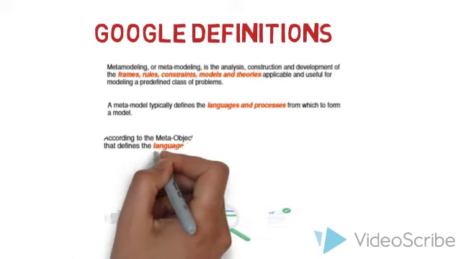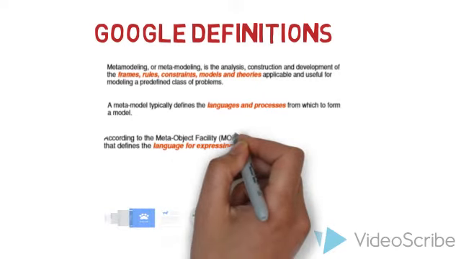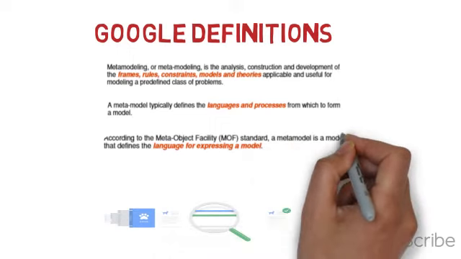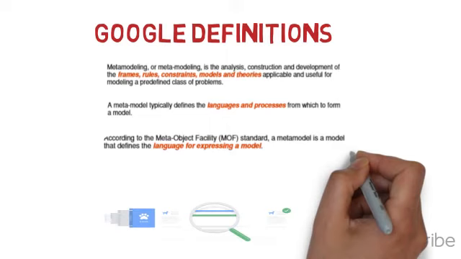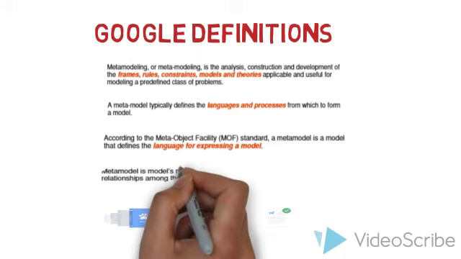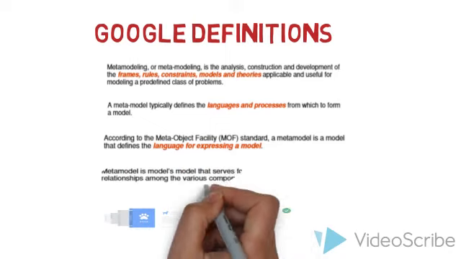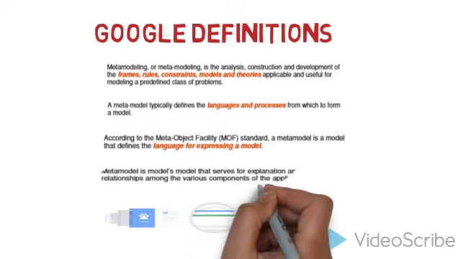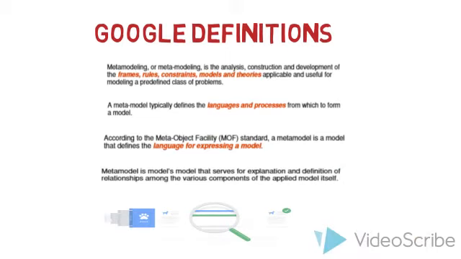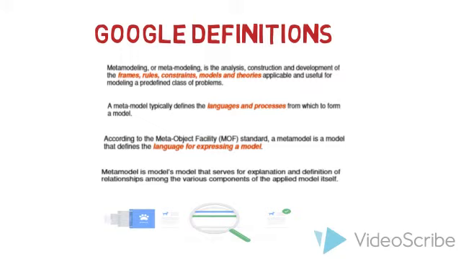Another, MOF standard definition says that according to the Meta Object Facility standard, a meta model is a model that defines the language for expressing a model. Also, a meta model is a model that serves for explanation and definition of relationships among the various components of the applied model itself.